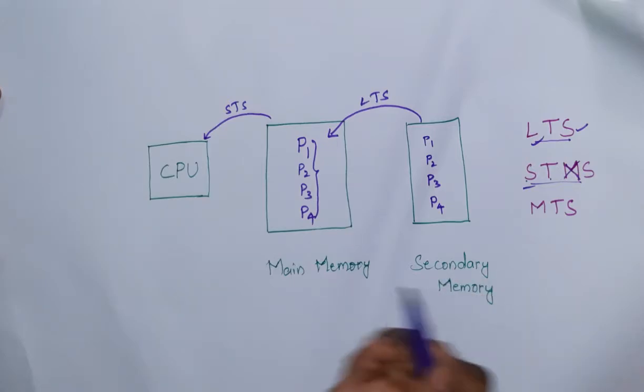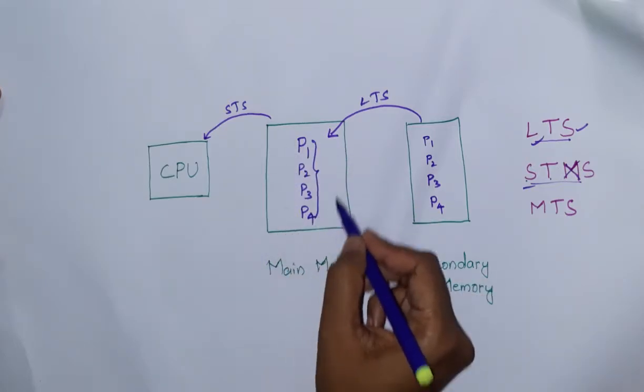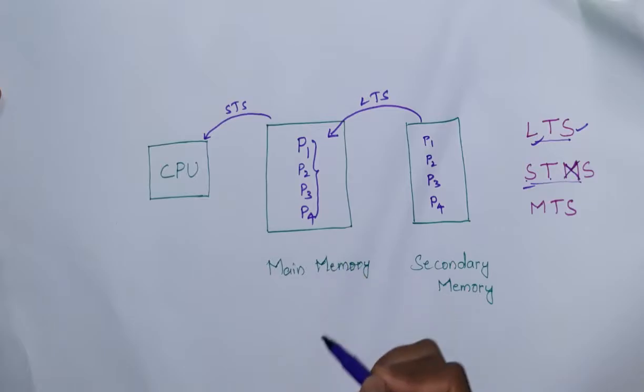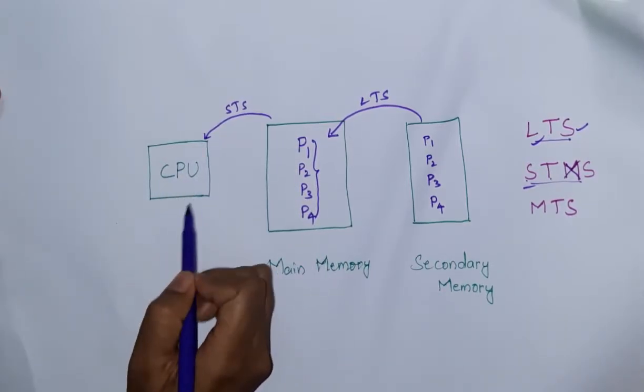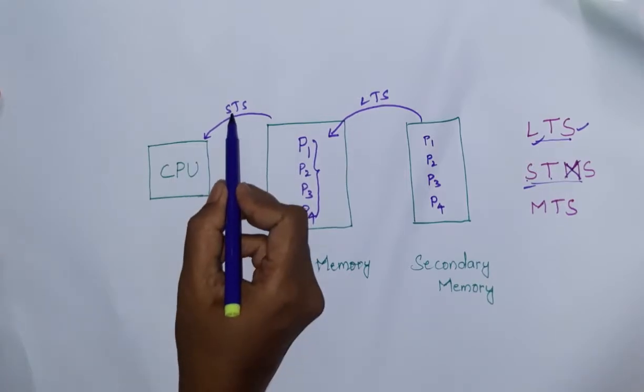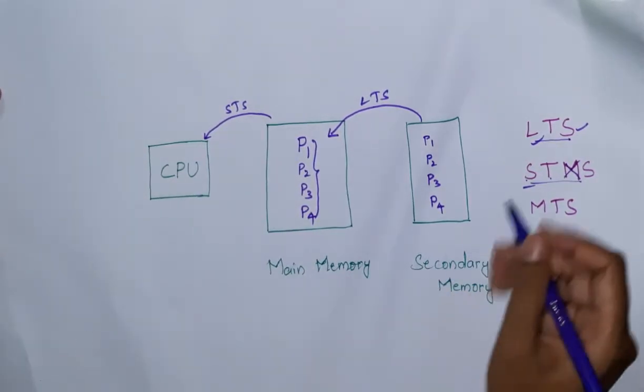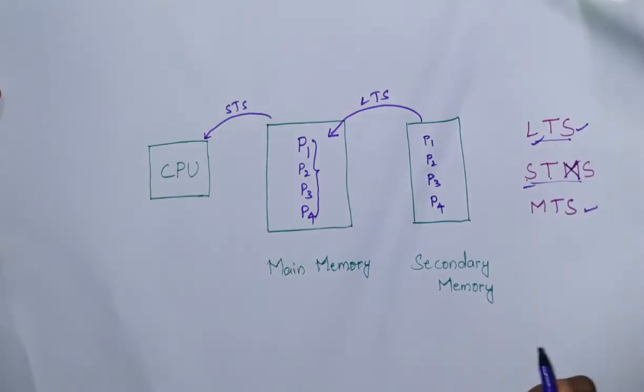According to that, it will choose one of the processes from all these processes which are available in the main memory and it will allocate the CPU to that process. This is the work of the short-term scheduler. And the next one is the medium-term scheduler.